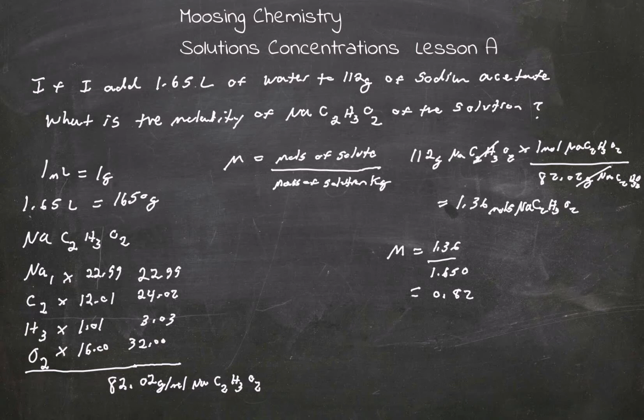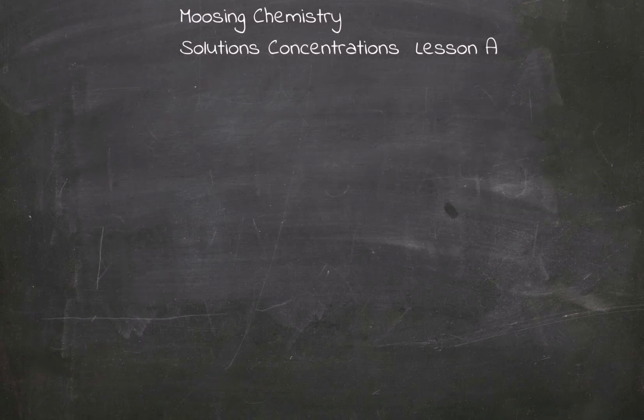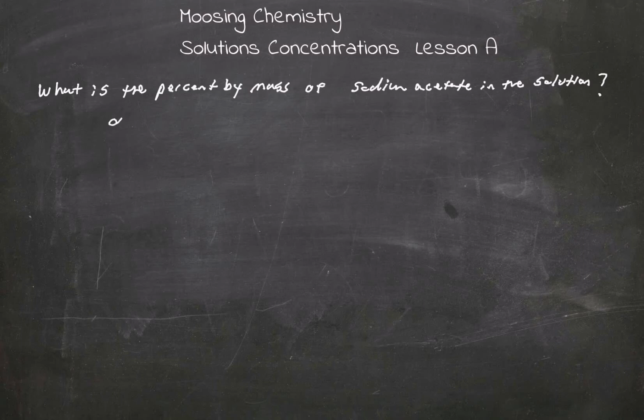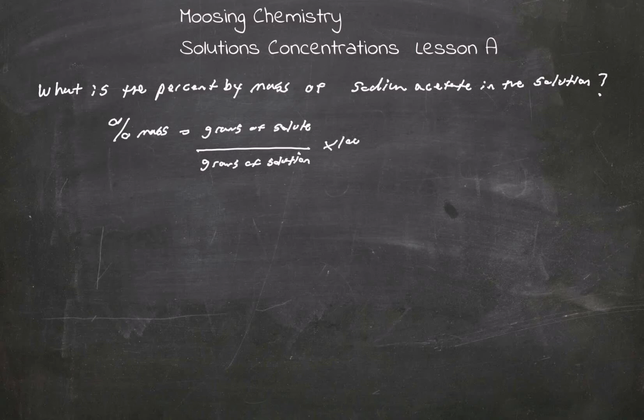Now, we can take this problem a bit further. So let me go ahead and clear all the drawings there. What we're going to do is, what is the percent by mass of the sodium acetate of the solution? So let me go ahead and write that problem. Okay, first of all, let's write the percent by mass. So the percent by mass equals grams of solute over grams of solution times 100. Sorry about that molarity thing. I meant to write molality earlier.